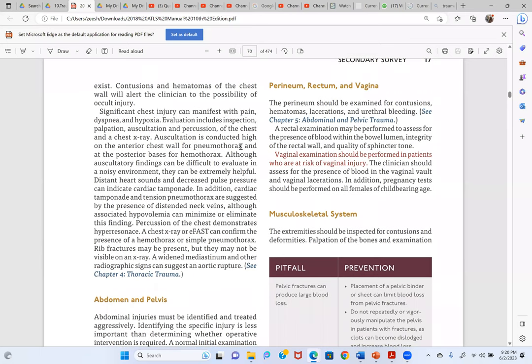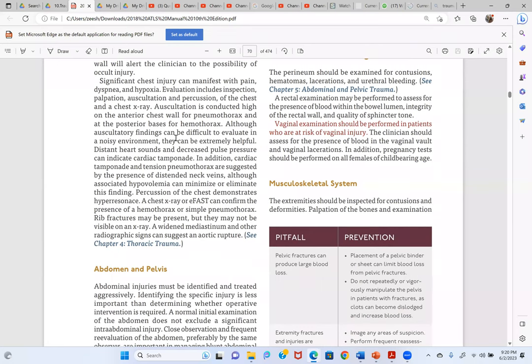So auscultation is conducted high on the anterior wall for pneumothorax and at the posterior base for hemothorax. It will be dull if there is fluid, and hyperresonant if there is pneumothorax. Although the auscultatory findings can be difficult to evaluate in a noisy environment, they cannot be excluded. Actually, the thing is clinical examination, now again, I will repeat the same thing.